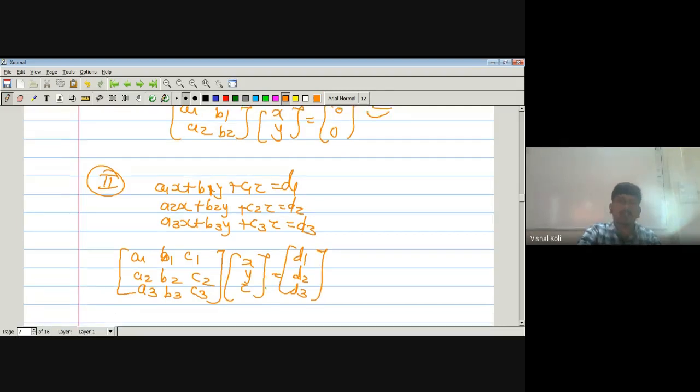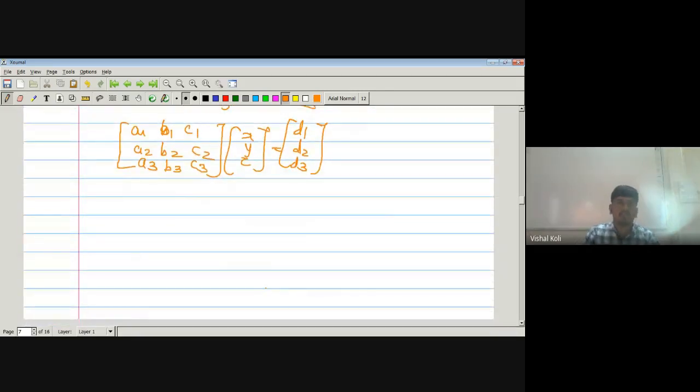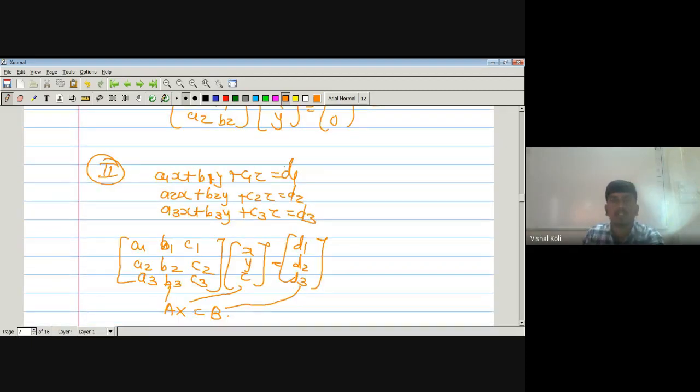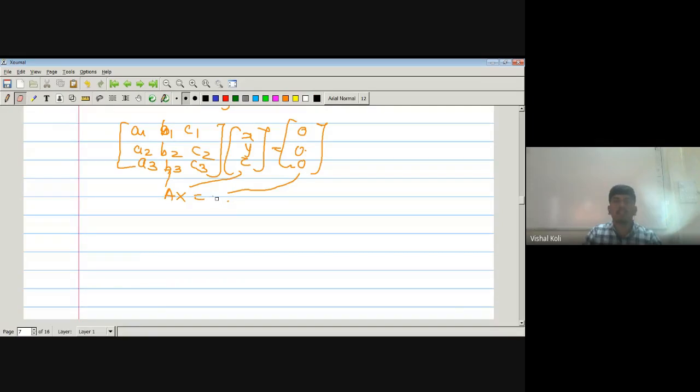So any system of linear equations can be written in matrix form in this way, that is AX equal to B, where A is a matrix of order 3 by 3, X is a matrix of order 3 by 1, and B is also a matrix of order 3 by 1. As this one is a homogeneous system of linear equations, the values of d1, d2 and d3 are equal to 0. So take d1, d2, d3 as 0, and here matrix B is nothing but the zero matrix of order 3 by 1, denoted by O.